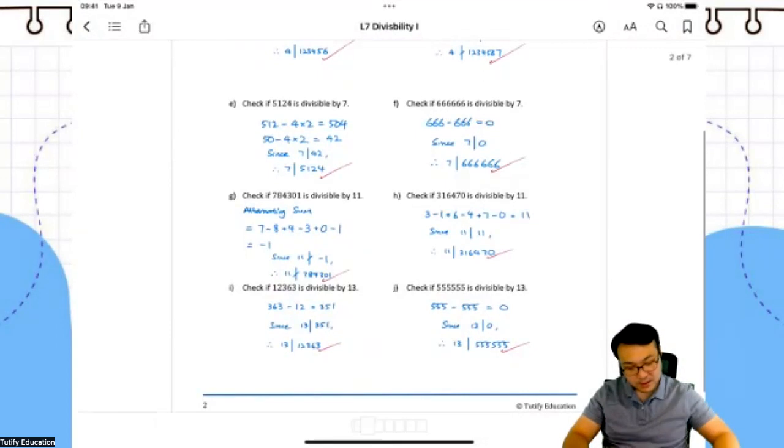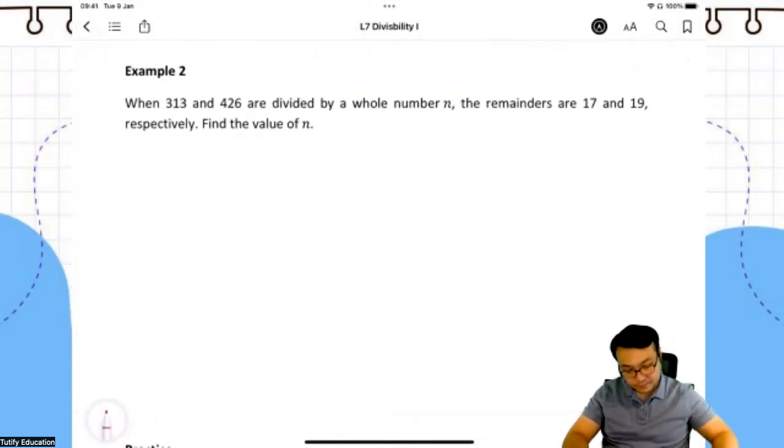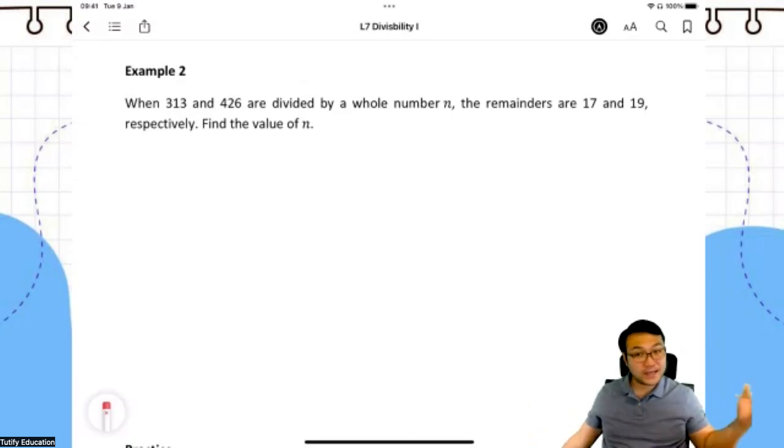Okay, everyone, let's do some problem sums. Now, at any point you have questions, just raise your hands, okay? Now, they are talking about 313 and 426. They are divided by a whole number n. So you are dividing it by n. You don't know what n is. And you realize that the remainder is 17 and 19.